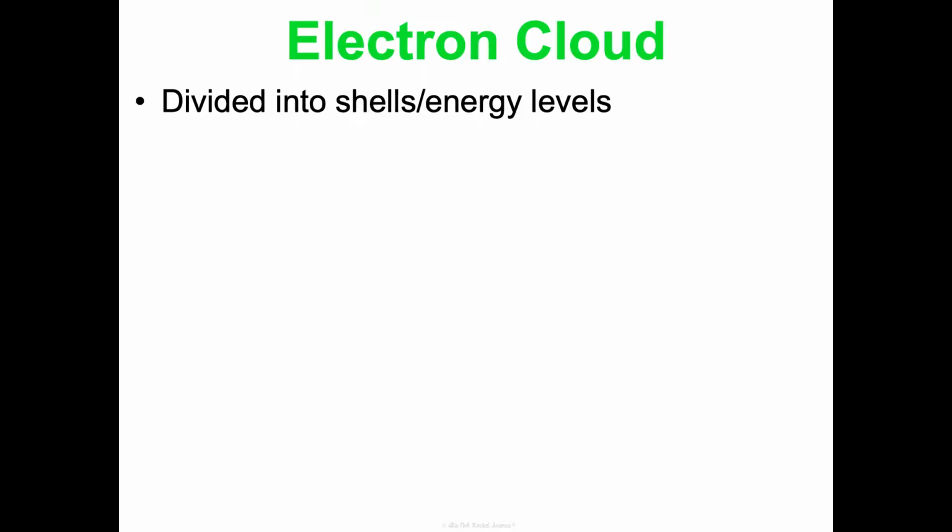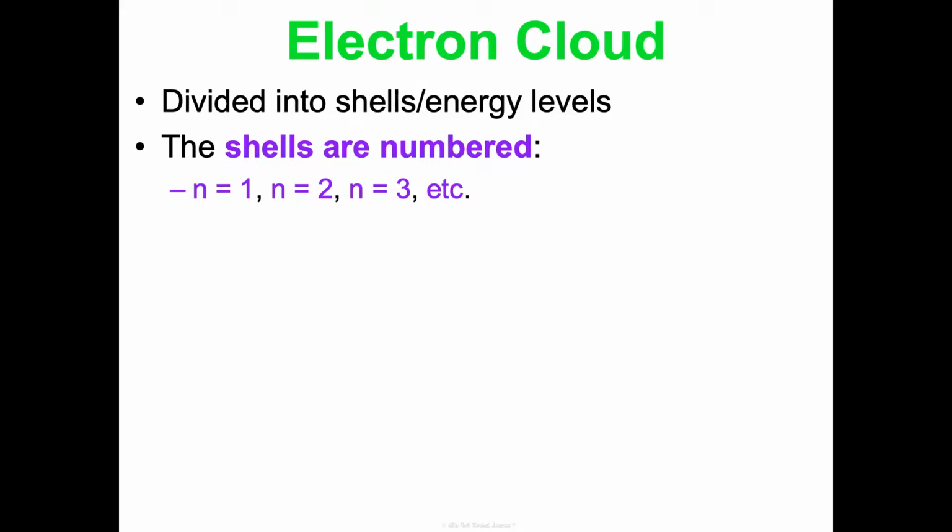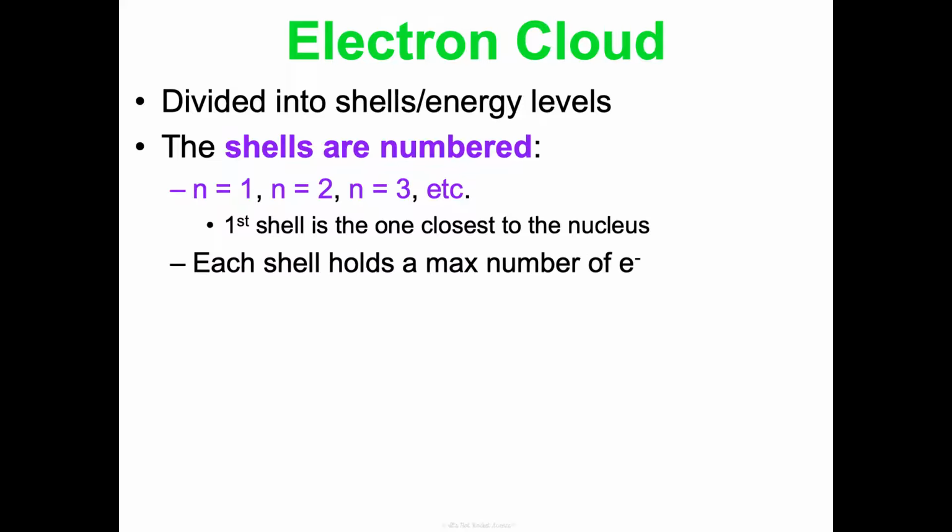Okay, so remember, we said it so many times, the cloud is divided into shells or energy levels because the shell divisions are based on the amount of energy of the electrons. And we number the shells. So you can say n equals 1, n equals 2, n equals 3. And if you remember from our last unit, that first shell, the one closest to the nucleus, that's level 1. And then the next one out is level 2. The next one out from that is 3, etc. And each of these shells can only hold a max number of electrons.